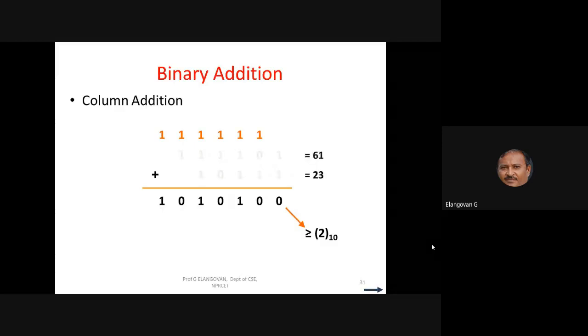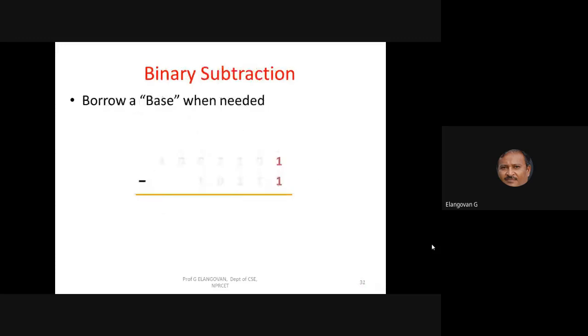For example, given 61 and 23 as binary numbers, the result we get is 84. So this is how we do binary addition.